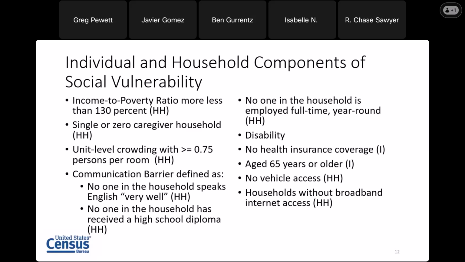The CRE looks at different components of social vulnerability and flags records that match certain criteria. Individual and household components of social vulnerability that are used for the CRE include income to poverty ratio, single or zero caregiver households, unit level crowding, communication barriers, full-time employment, disability status, health insurance coverage, being 65 years old or older, vehicle access, and broadband internet access.